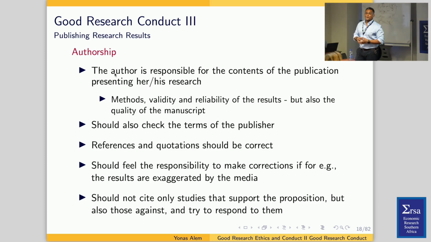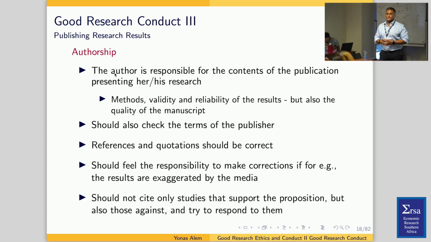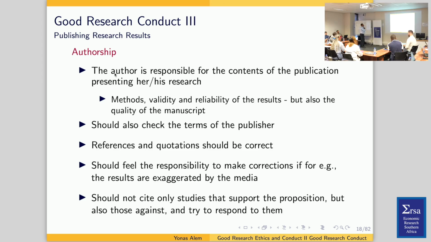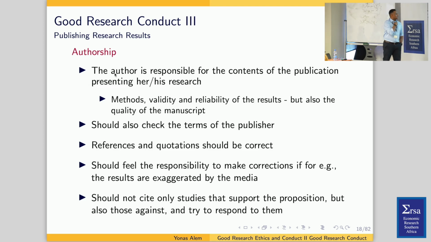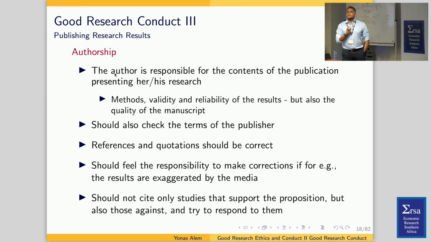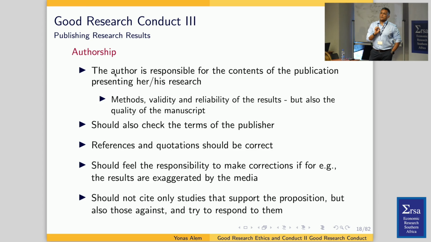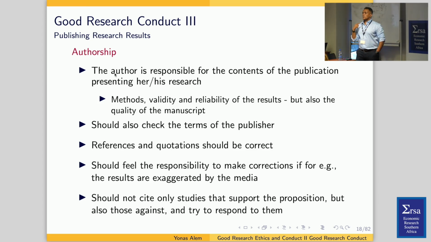It's very important to know all these things right before you start co-authoring papers. The author is responsible for the content of the publication presenting her or his research, the methods, the validity, the reliability of results, but also the quality of the manuscript. So you're responsible for everything in that paper. If you're 3 people, all 3 of you are responsible. If an unethical practice is found out by one of the co-authors, the reputation of the other co-authors will also be destroyed. So it's very important to be aware of this.